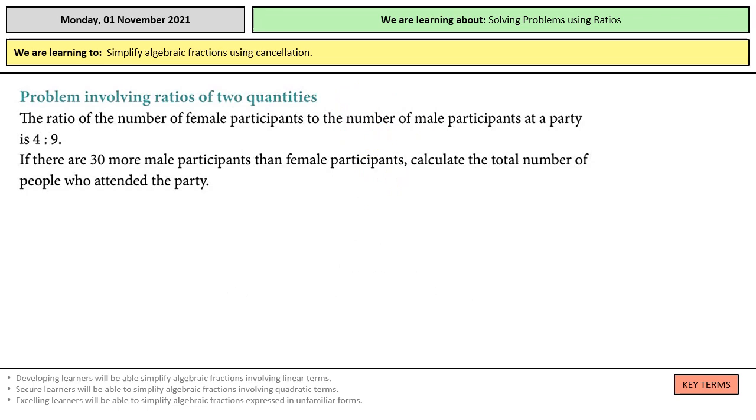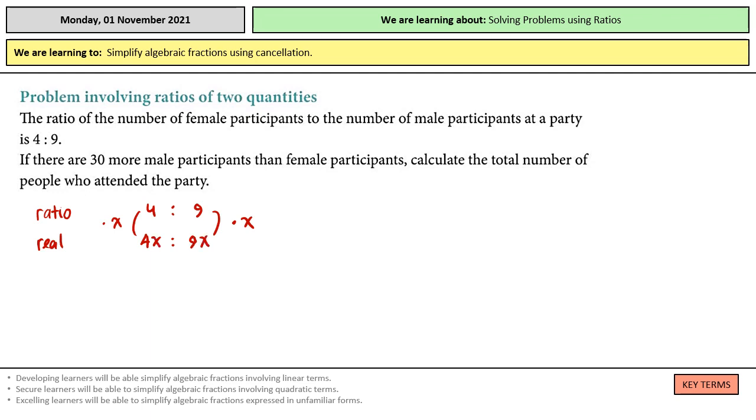Right, so for this problem, we have the ratio of the number of female participants to the number of male participants at the party is 4 to 9. So we have the ratio 4 to 9. We are not given how many female participants or male participants there are in real life. But as you know, the real numbers are usually multiplied by some number. We'll call it x right here. So the real numbers should be 4x to 9x.